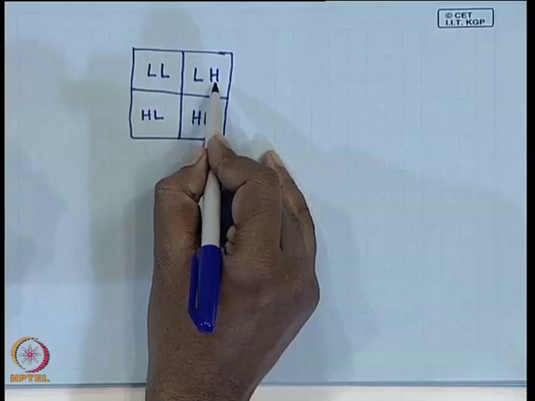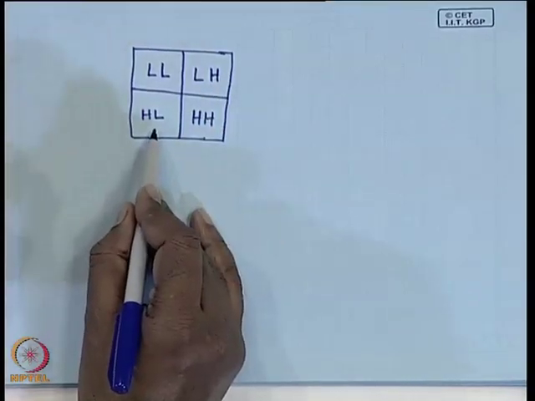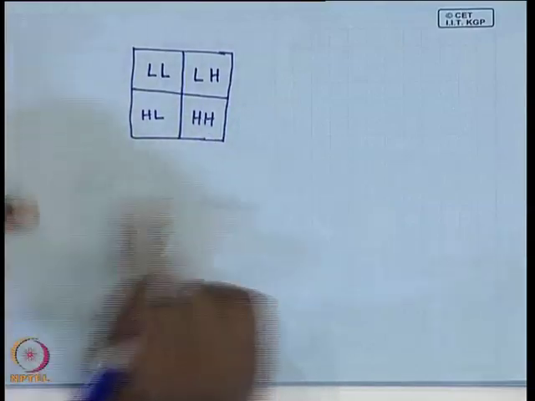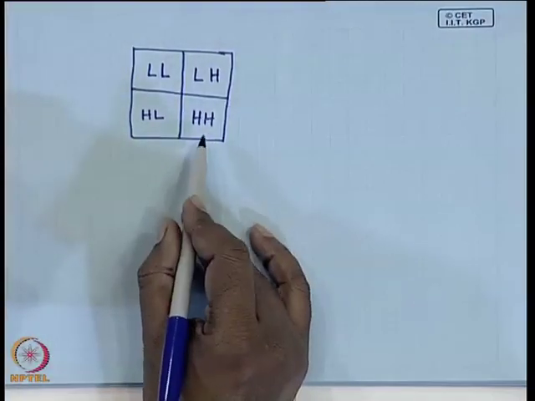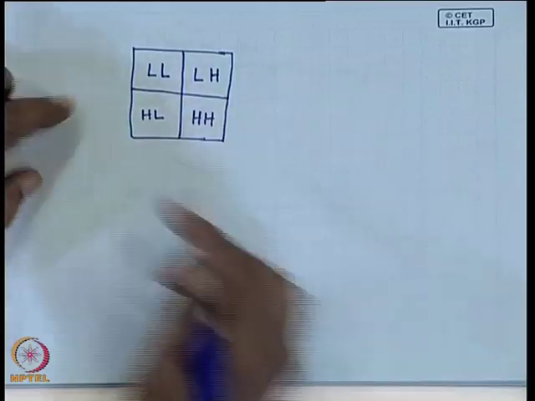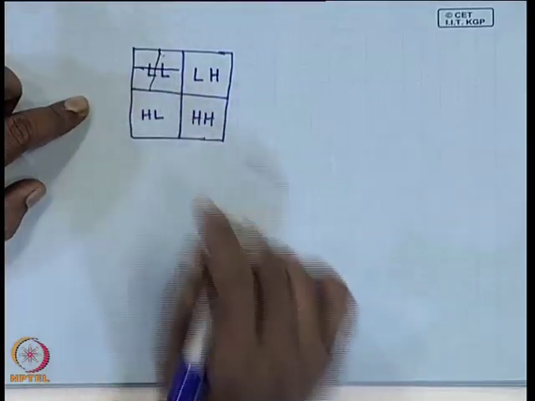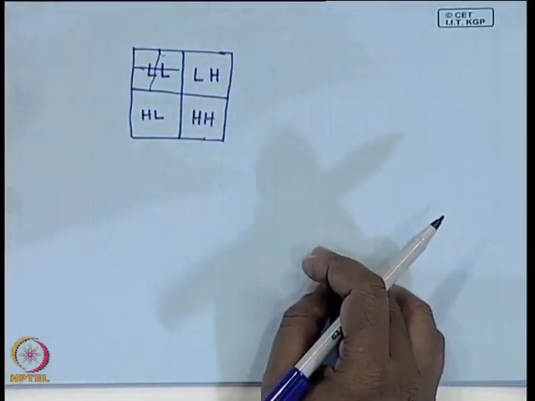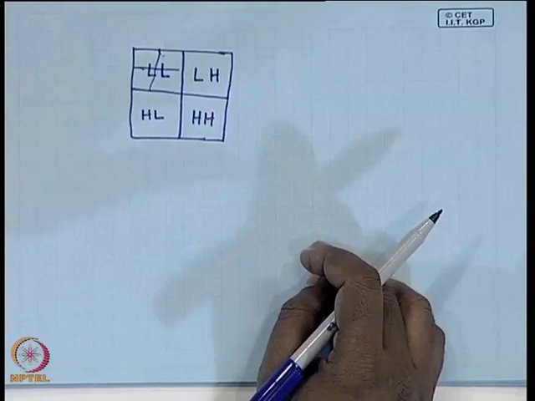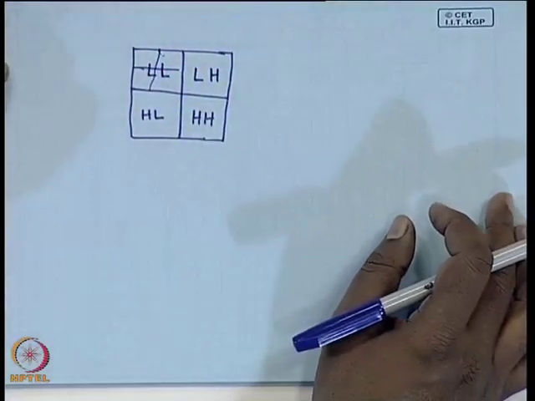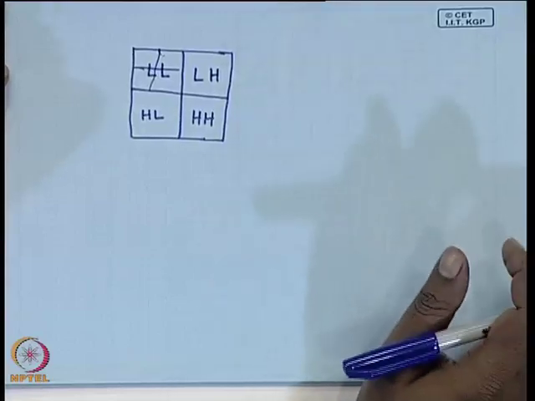Is that okay? Similarly, the HL subband will highlight all the horizontal edges. HH, which is high pass horizontal, high pass vertical, will mostly highlight all the diagonal edges. Then I perform further subdivision on this LL subband, and continue with this. Every time I get subbands at different resolutions. So, that is what wavelet transformation is. There is another concept which is called wavelet packet.